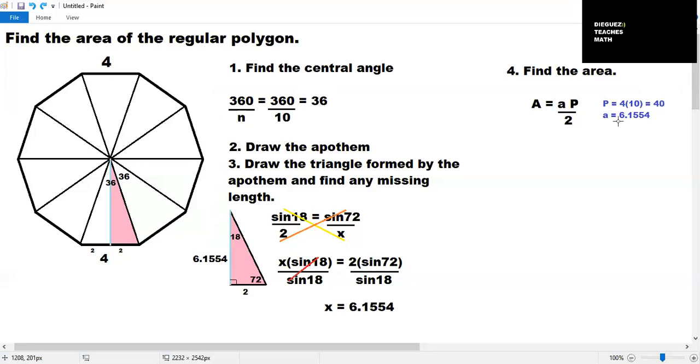We also need the apothem. We just figured it out. So it was 6.1554. So we're pretty much ready to substitute everything in. So we take apothem times perimeter and divide it by 2. And that should give us 123.108 units squared.